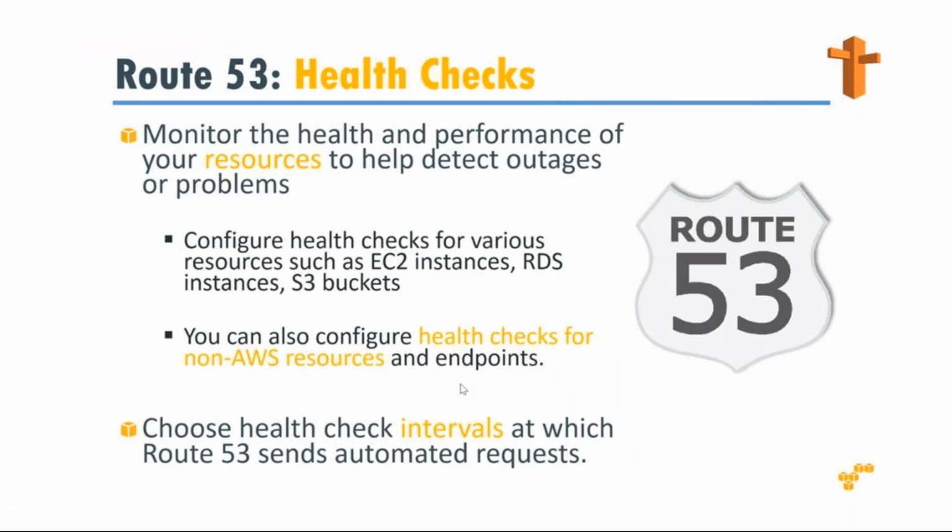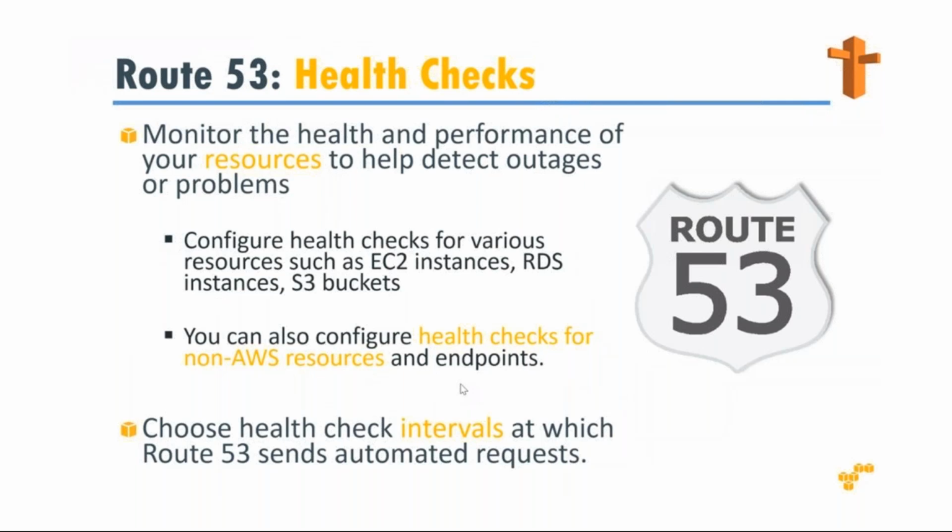Health checks. Monitor the health and performance of your resources to help detect outages or problems. Configure health checks for various resources such as EC2 instances, RDS instances, and S3 buckets. So when our websites are running and our database is communicating, Route 53 will automatically check the health of your servers, whether they are resolving or not. You can also configure health checks for non-AWS resources and endpoints.